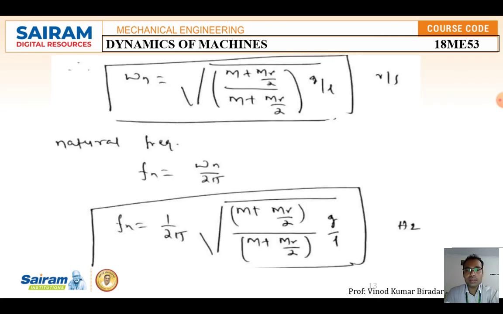Sometimes students write only up to omega n is equal to, but you have to write the formula f of n is equal to omega n by 2 pi, then substitute. This is the natural frequency, and that is the angular frequency, so don't get confused. I hope you understand this.